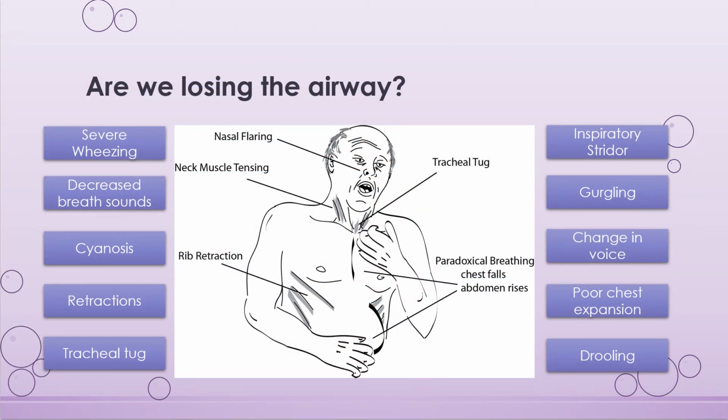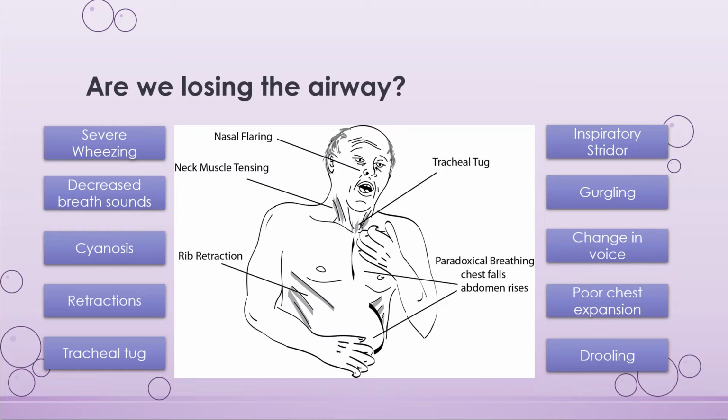Are we losing our airway? So here's some things. Do we have severe wheezing or decreased breath sounds, or are they turning blue? Can you see their ribs retract because they're struggling to breathe? Is there a tracheal tug? That's that little gap you see right at the neck, where you see the skin pulling in, almost like they're trying to do their own trach. Is there an inspiratory stridor, like that horrible croaking sound? Is there gurgling or a change in their voice or poor chest expansion or drooling?